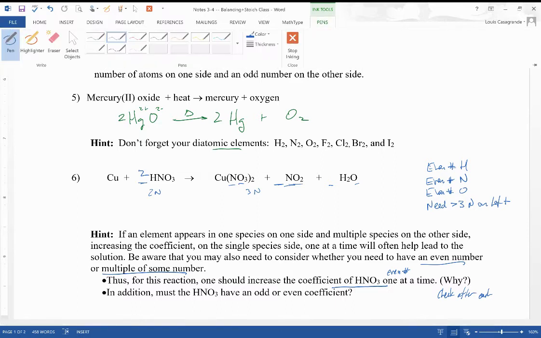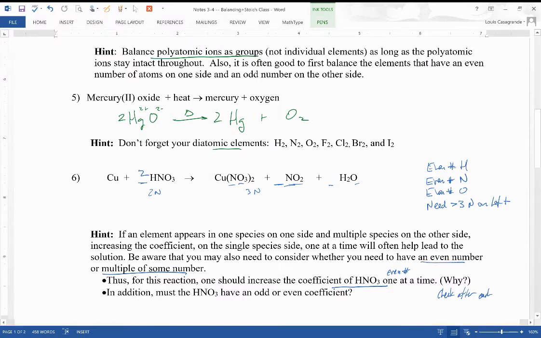I'll leave my work there and go in a different color just so you can see how this process is working. If I change that to a 4, so now I've got 4 nitrogens. And what that's going to give me on the right: 4 nitrogens, 4 nitric acids. I'm going to need 2 water molecules. So that's going to give me 4 hydrogens.